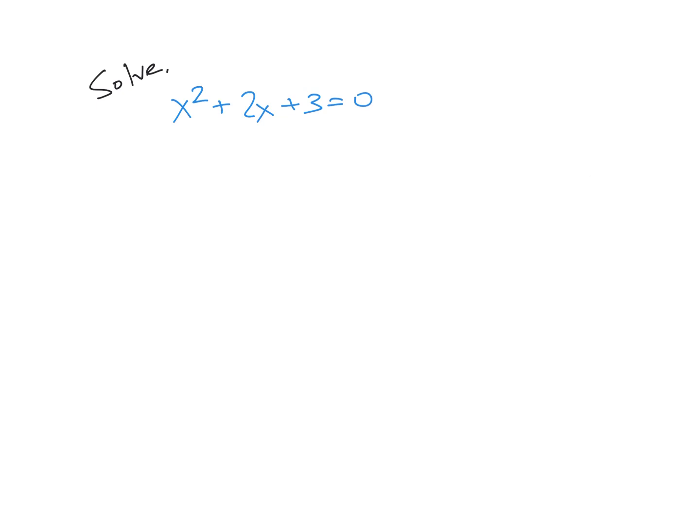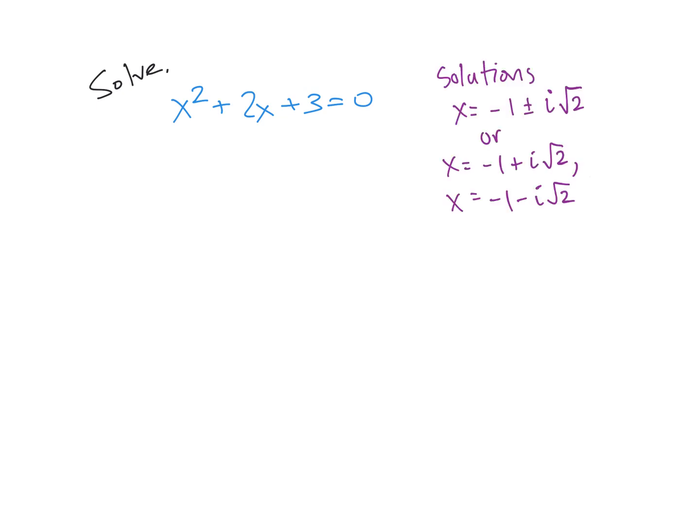All right, so pausing the video. Okay, our solution should be -1 plus or minus i square roots of 2, or -1 plus i square roots of 2, and -1 minus i square roots of 2. If you got it, high five. See you later. If not, let's see if we can figure out what went wrong.